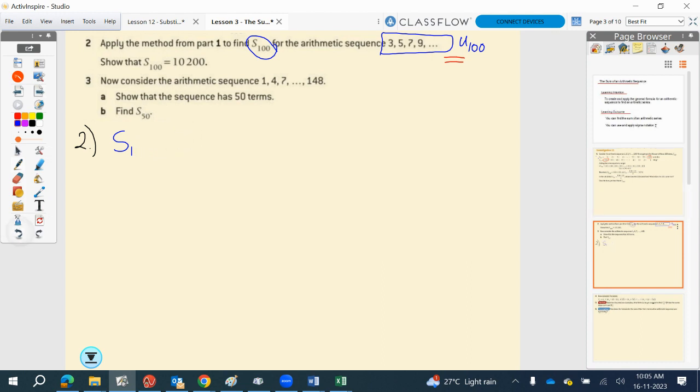So let me do this generally. The hundredth term in the sequence is the first term in the sequence plus n minus 1 times the common difference. So this is going to be 3 plus, in order to find u100, 3 plus 100 minus 1 times 2. What do we get from this? 201. So the hundredth term in the sequence is 201.